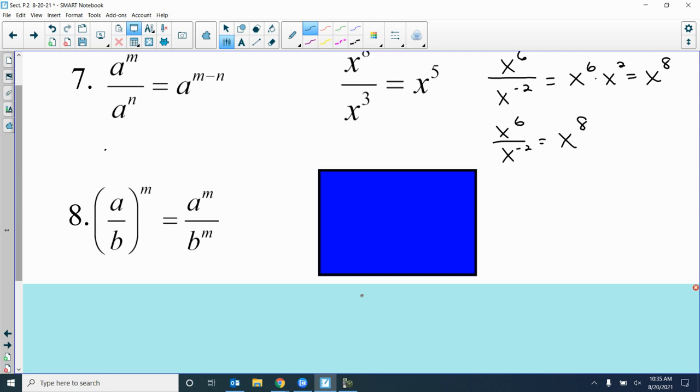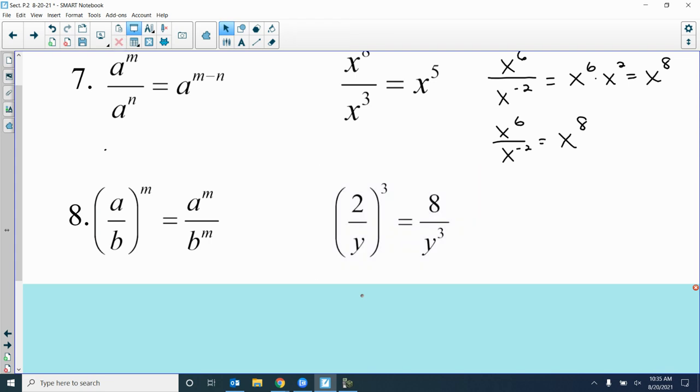All right, (a over b) to the m power. You've got a quotient to a power. That power has to go to both the numerator and the denominator. So (2 over y) to the third. That's going to equal, when we're done, 2 to the third power, which is 8. Anytime you have any constant to a power, go ahead and write that out as a whole number. And now that's going to be y cubed, unless it's really, really big.